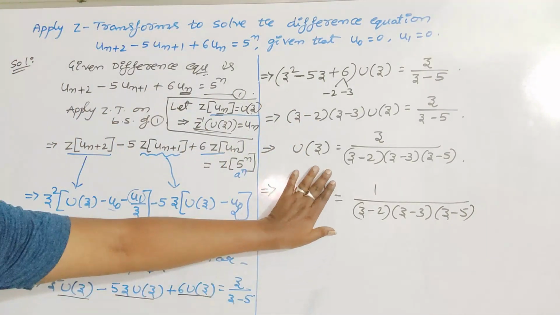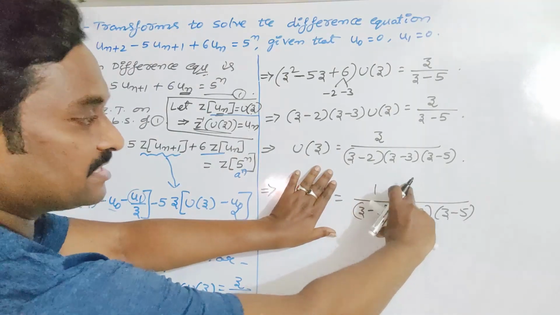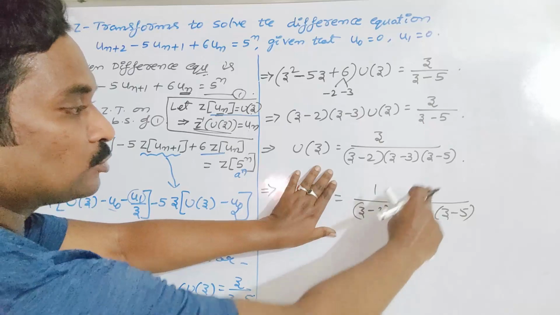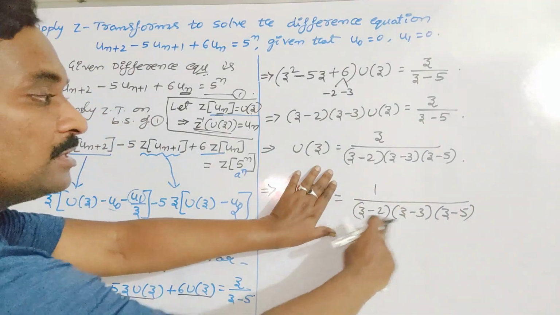Forget about the left hand side part. Just consider this part only. You can take the partial fractions of this remaining term: A by Z minus 2 plus B by Z minus 3 plus C by Z minus 5. The denominator has only linear factors.